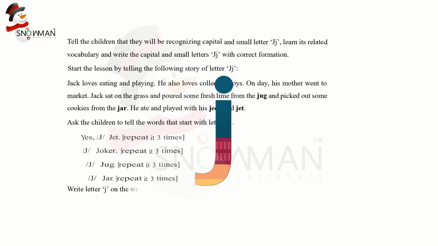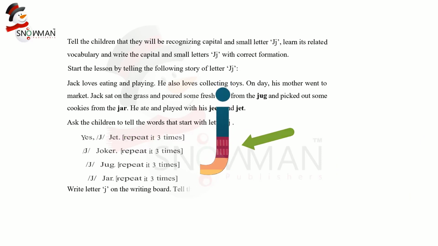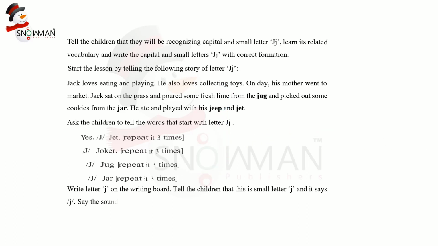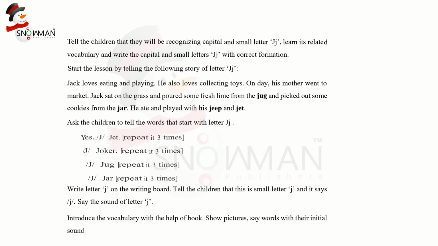Write the letter J on the writing board. Tell the children that this is small letter J and it says J. Say the sound of letter J. Introduce the vocabulary with the help of the book. Show pictures and say words with their initial sound.